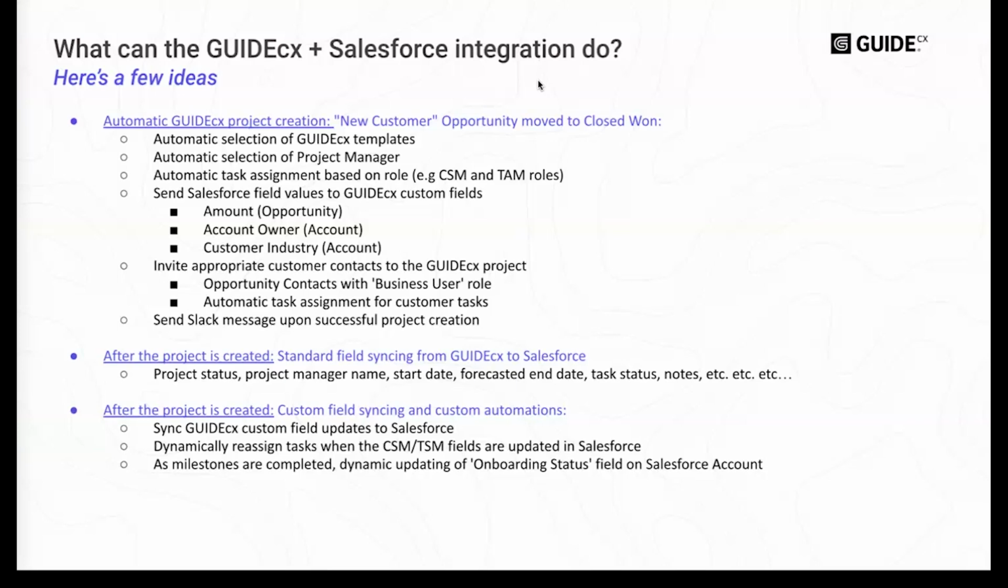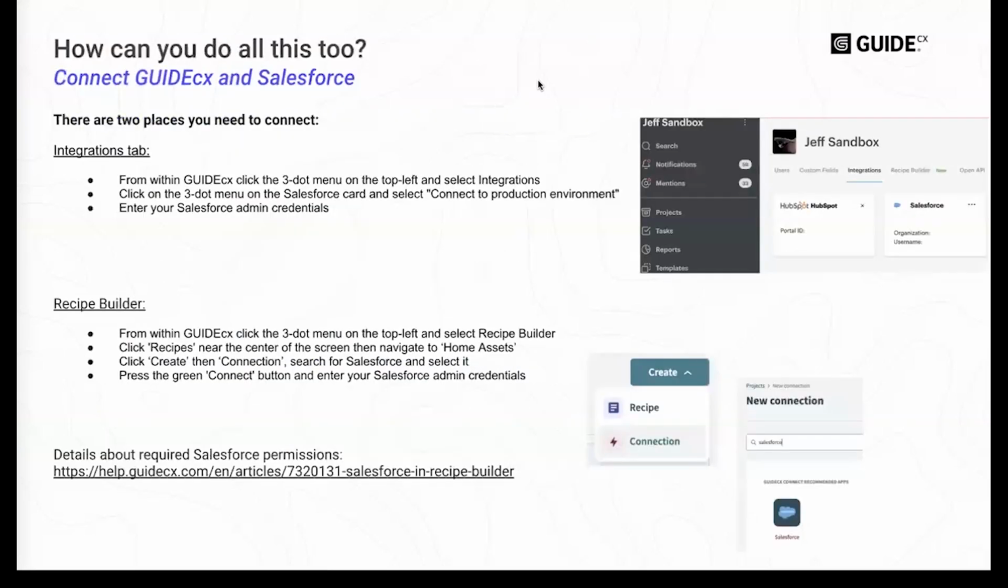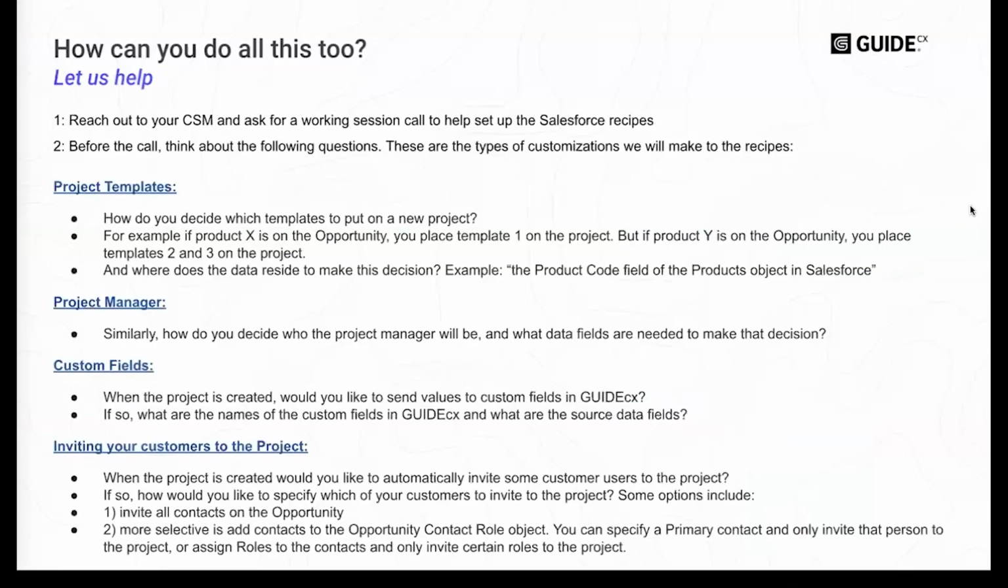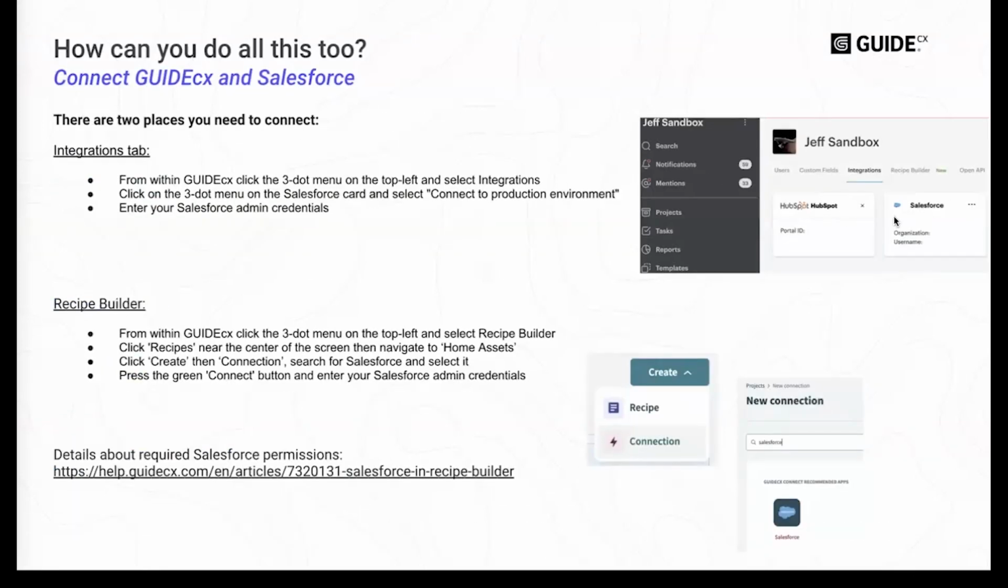Well, really, the first step is just to connect GUIDEcx and Salesforce. There's two places you have to connect, and one is the integrations tab. If you navigate to the three dots on the top left of GUIDEcx, you come over to integrations, and you click on the three dots on the Salesforce tab. Then you can enter your Salesforce admin credentials. And it doesn't have to be an admin per se.